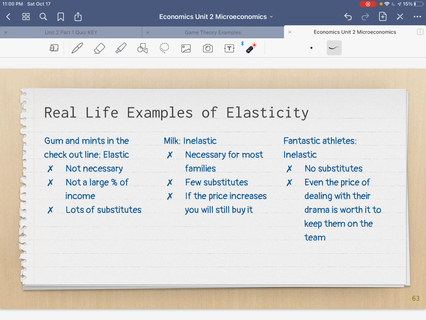So let's talk about fantastic athletes. Think like LeBron James, okay? He would be an inelastic product to whatever team he's on. I don't know. He would be an inelastic product. He doesn't have many substitutes. Not that many people are as good as LeBron James, okay?